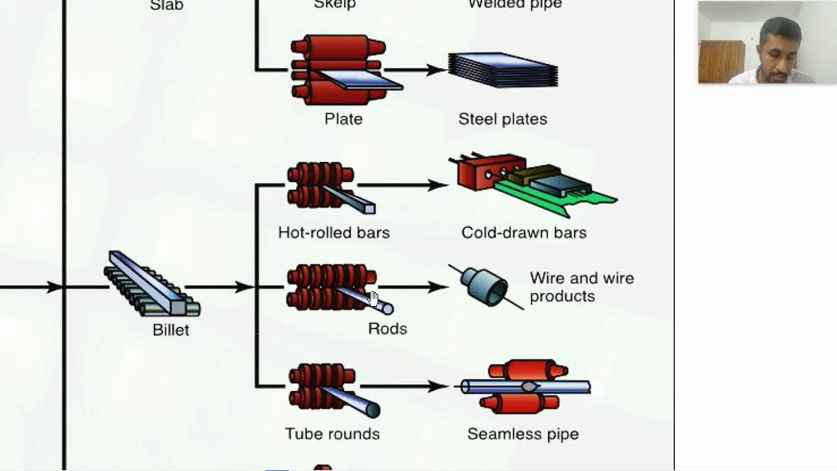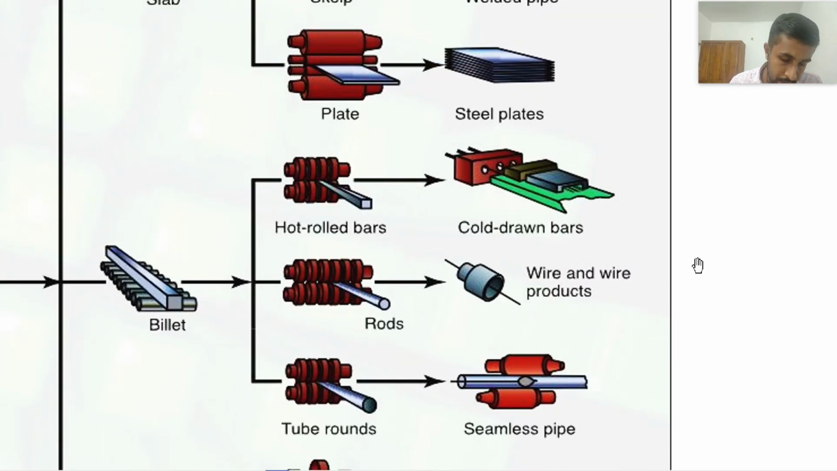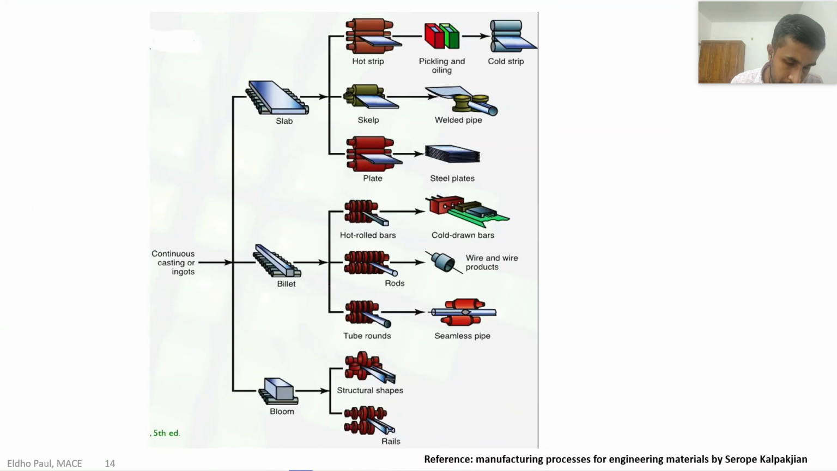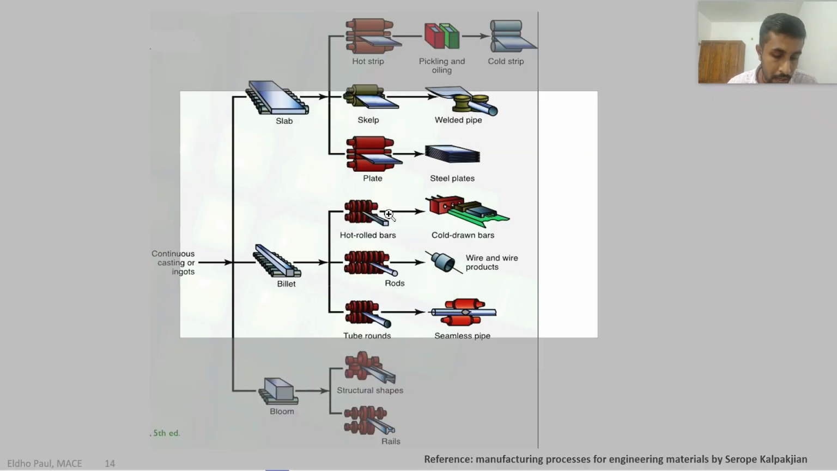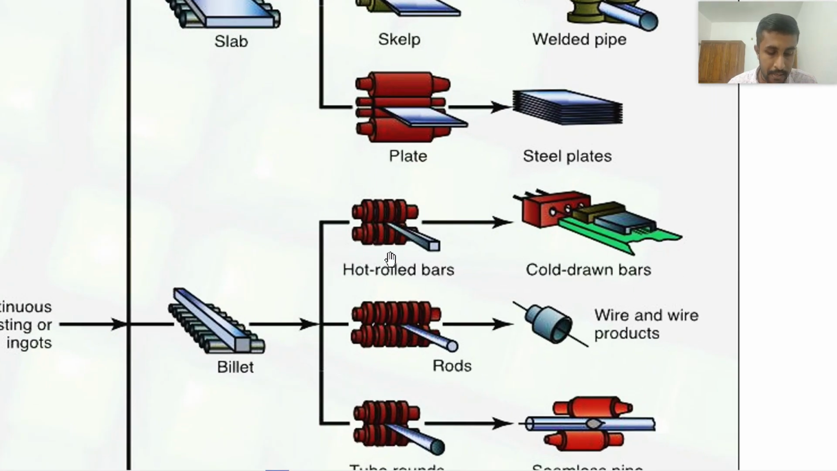See this. First, we make a rod. Here we can see some grooves between the rollers. In this, we can see a groove in between the rollers. When the billet passes through these grooves, we can change the cross section. Okay. So this is the hot rolled bar.